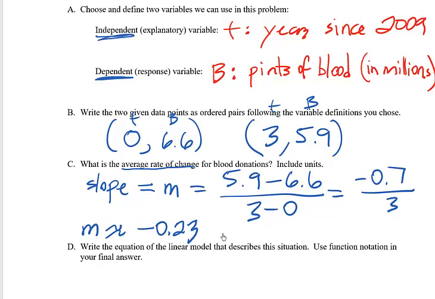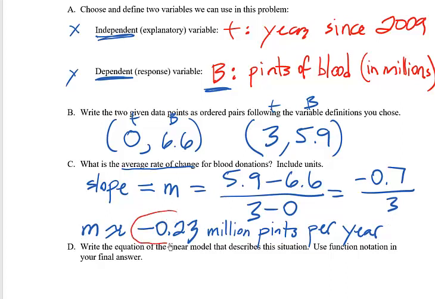You take your y units. Well, who's my y? Y is the dependent variable. That's the b in this problem. That's the pints of blood in millions. So this would be million pints. That would be on the top of the fraction, because that's what these numbers are. 5.9 million pints, 6.6 million pints. This negative 0.7 is million pints. And then per is the fraction bar. What are these numbers on the bottom? The 3, the 0. Those were years. Make that singular. And you've got it. The slope, or the average rate of change, negative 0.23 million pints per year.